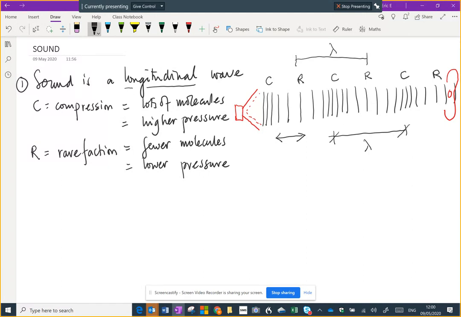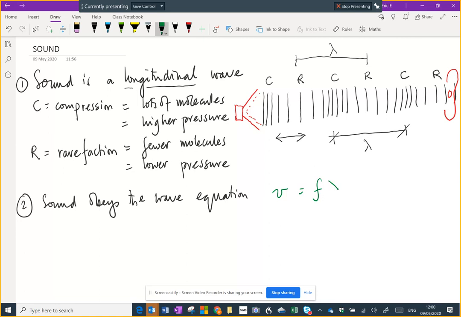Okay, part two. Sound obeys the wave equation. Okay. Well, we've seen this already. And this is the equation that relates speed to frequency and wavelength. And what it's saying is that if you want to find the speed at which this wave travels, then you take the frequency and multiply it by the wavelength.